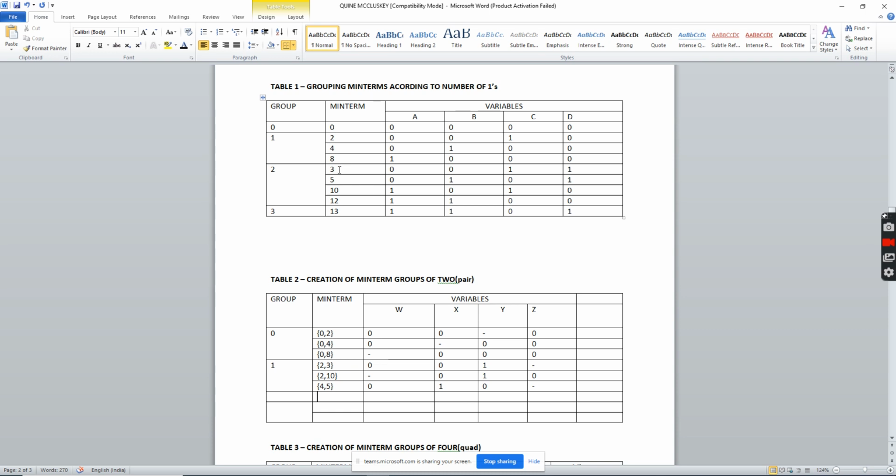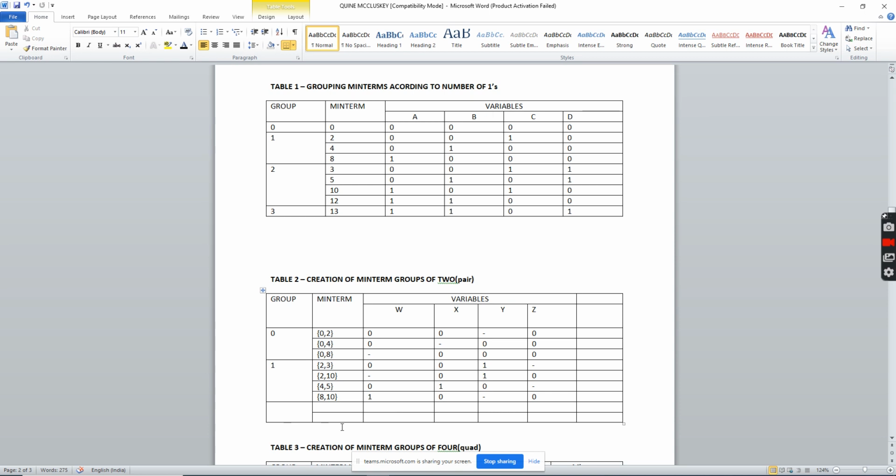So next will be 8 and 3, not possible. 8 and 5, not possible. 8 and 10, yes, it's possible. So I'll be pairing 8 and 10. So 8 and 10 will be 1 0 dash 0. So 8 and 10 is over.